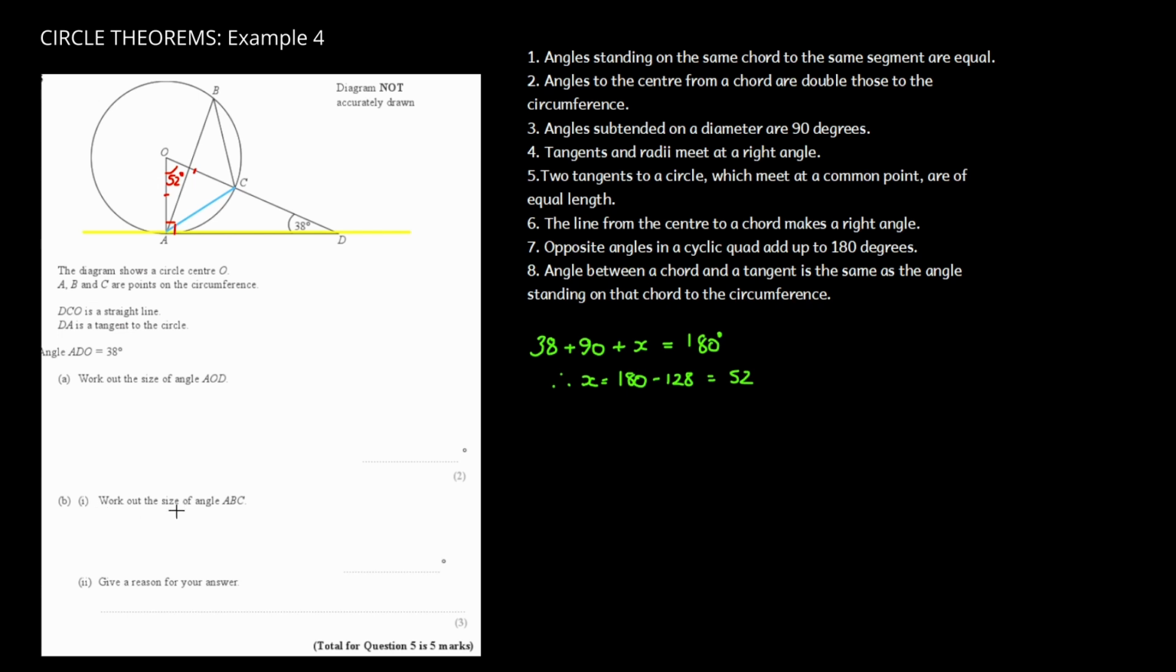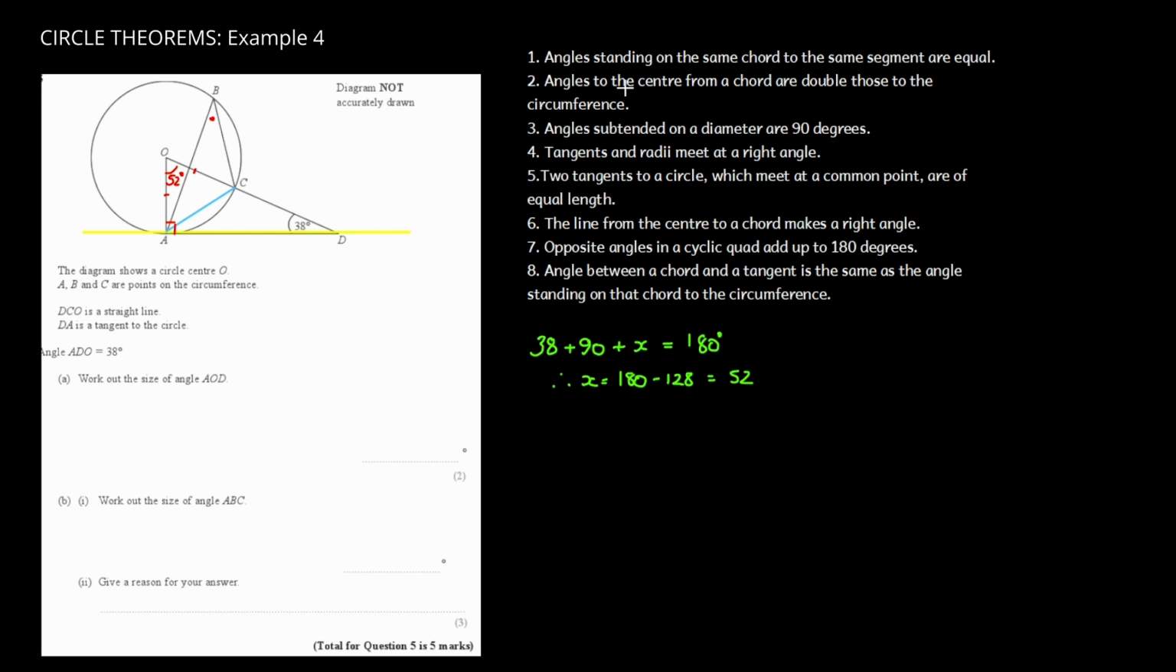Now they're asking us, work out the size of angle ABC. ABC, so it's this one up here. Well, now we popped in that chord AC, we can see that that chord subtends an angle to the centre of 52 degrees, and it also subtends an angle to the circumference. And they're in the same sector of the circle, so we're okay.